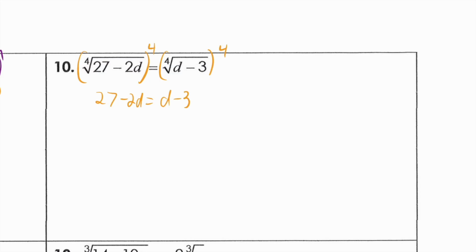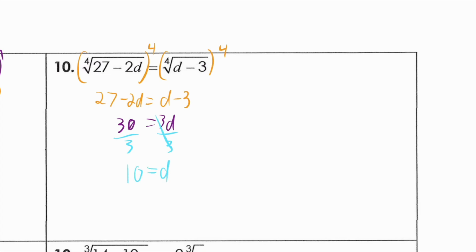So as I move my smaller d to the other side, I'm going to add 2d, giving me 3d on the right side. And as I move my number away from my variables, I'm going to add 3 to both sides, giving me 30 equals that 3d. And so now as I divide both sides by 3, I get d to equal 10.